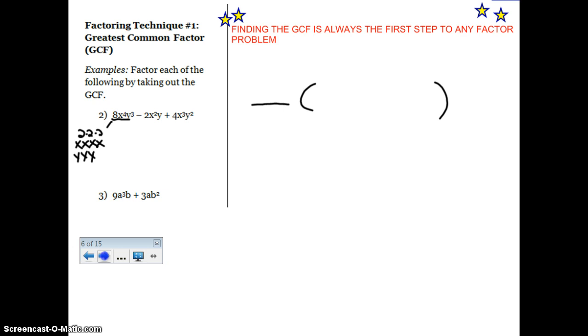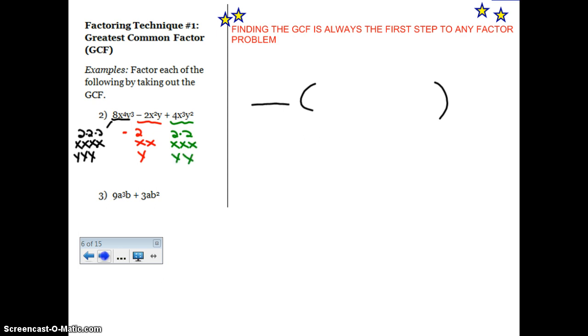So 8x to the fourth y cubed has now been expanded. I'm going to do the same thing with negative 2x squared y. Okay, that's a little easier. It's going to be minus, and then you have 2x, x, y. All right. Now we're going to move on to 4x cubed y squared. Okay, 4 breaks down to 2 times 2. And then the x cubed is x, x, x. And then the y squared is y, y.